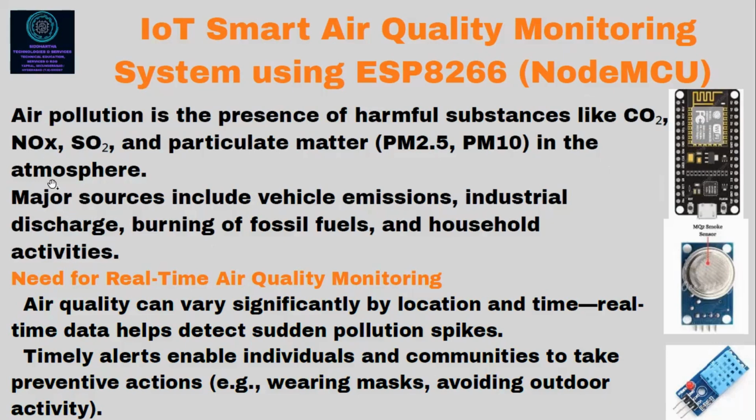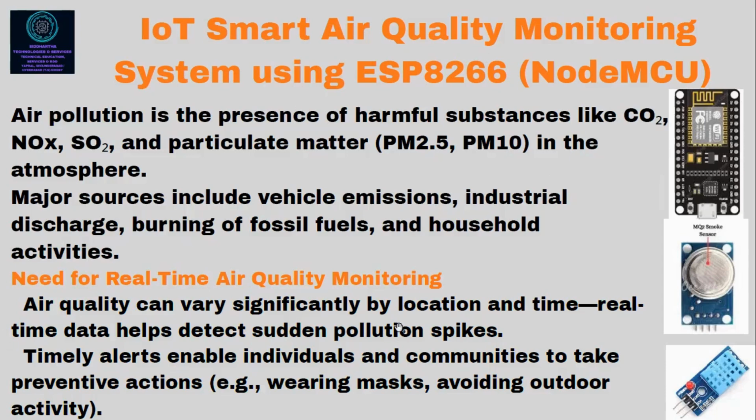So what happens in this: air pollution is the presence of harmful substances like CO2, SO2 and other gases, and particulate matter, that is PM 2.5 and PM 10, in the atmosphere, right? Major sources include vehicle emission, industrial discharge, burning of fossil fuels, and household activity. These are the main ingredients which damage our weather and air quality.